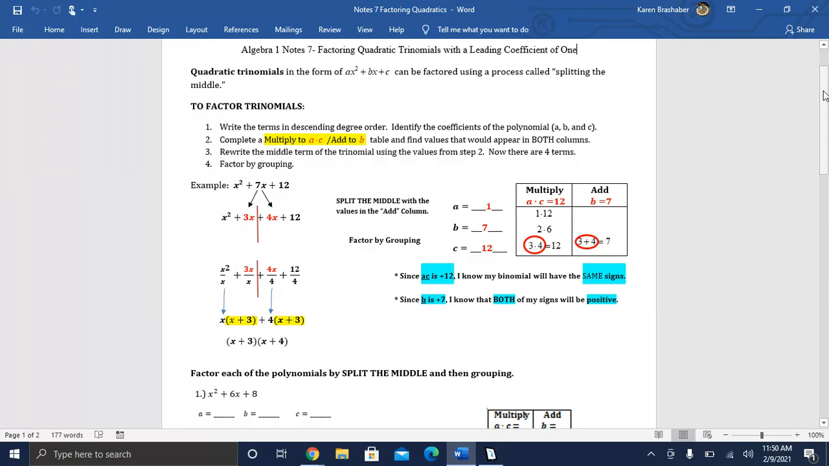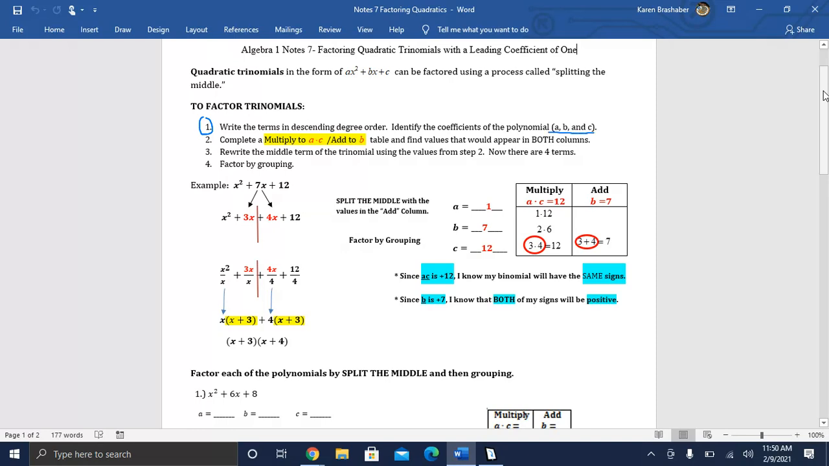the middle term and write it as two terms so that we create four terms that let us then factor by grouping. So there is not really a formula that I can give you, but rather a pattern that we will use. So you first of all will want to write your terms in descending degree order. So that will let you identify then the coefficients A, B, and C.